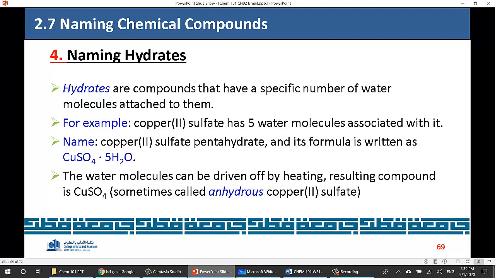So these 5 water molecules are actually connected to the CuSO4 crystal, and we call this a hydrate, okay? And we use the prefixes mono, di, tri, etc. to mention the number of water molecules. So CuSO4·5H2O would be copper sulfate pentahydrate.